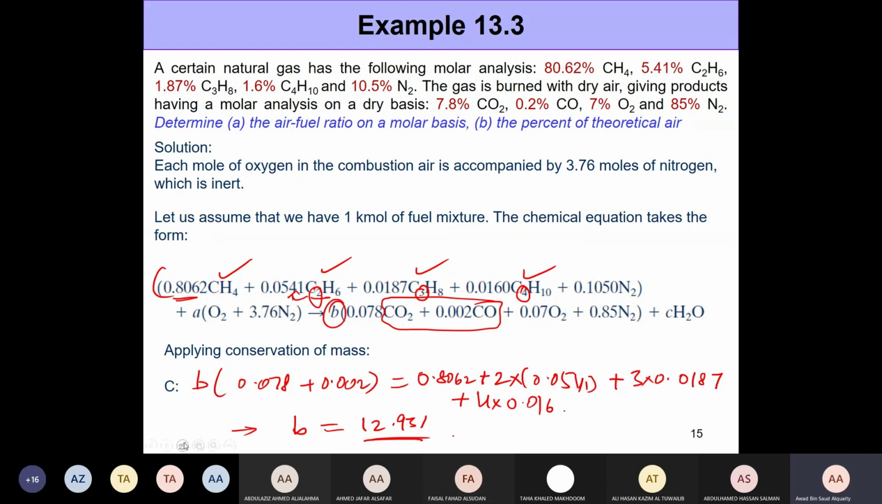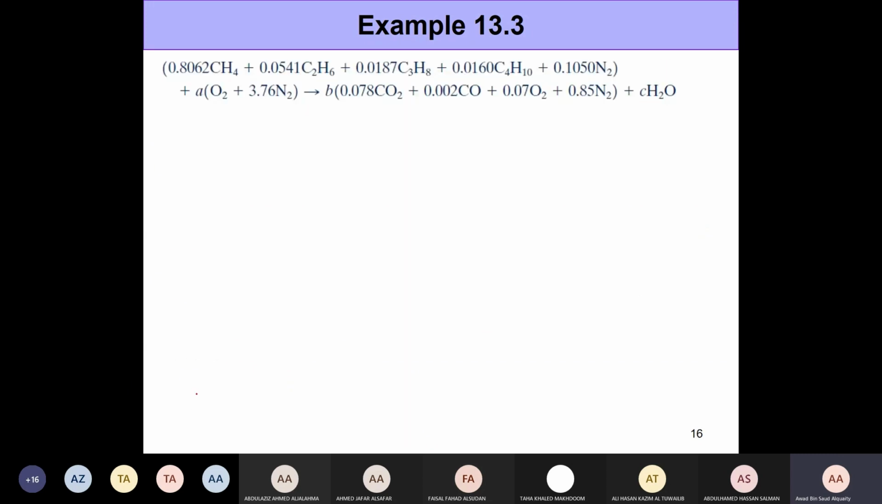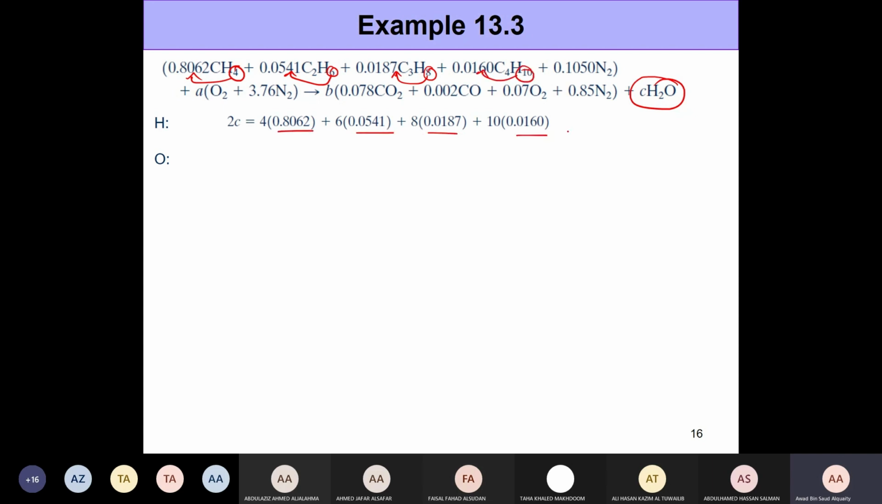Now we need to find a couple more, and we're going to do that by applying the mass balance again for hydrogen and oxygen. Okay, so same way you can apply the mass balance for hydrogen. So hydrogen is only available in water on the product side, so that's 2C. Okay, it's going to be equal to 4 times this number in methane, 6 times this number in ethane, 8 times this number in propane, plus 10 times this number in butane. Okay, so this is what it is. When you solve for it, C comes out to be 1.93. So this is the value for the water. Okay, so this is 1.93.